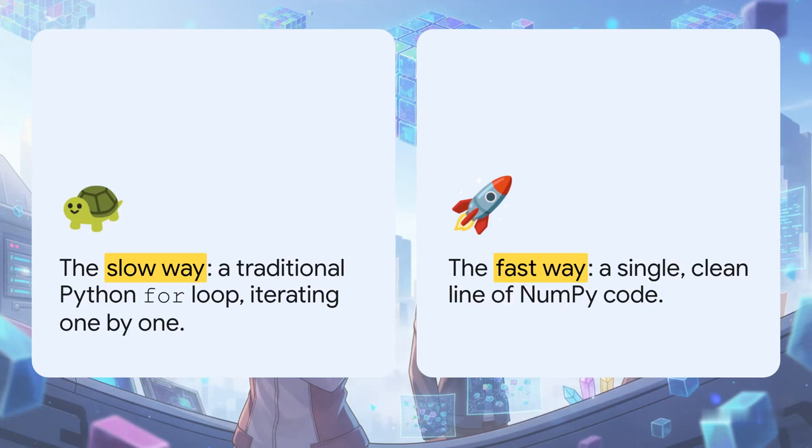On the left, you've got the classic Python for loop, going through each thing, one by one by one. But look at the right. That's the NumPy way. It's one single, beautiful line of code that does the exact same thing, but it's ridiculously faster. I mean, this right here, this is why NumPy is an absolute game changer.